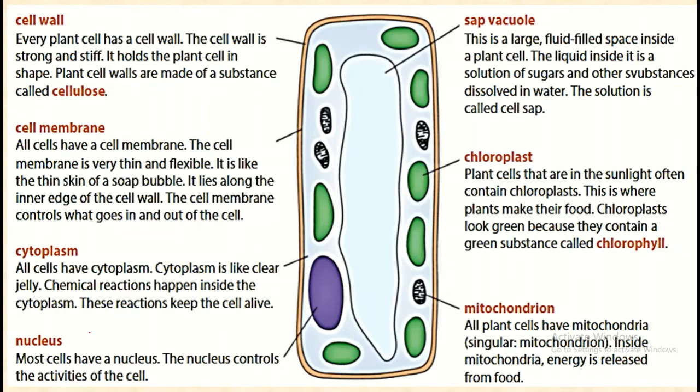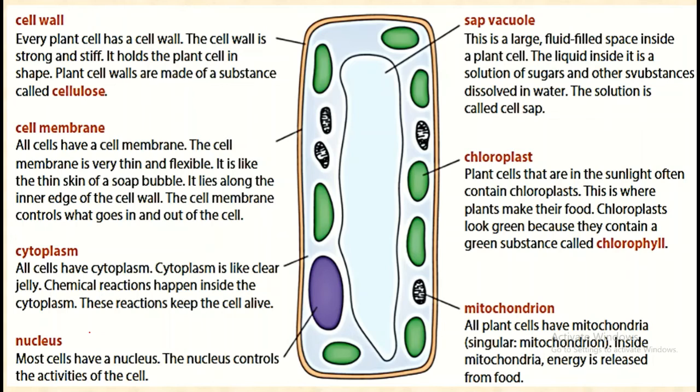Okay, this is a large fluid-filled space inside a plant cell. As I told you before, the fluid may be water, may be waste material, may be those materials which are not needed by the plant. They are put in the vacuoles. They are solutions of sugars, and there are other substances dissolved in water. This solution is called a sap, S-A-P, sap, where different types of sugars and other substances are mixed in water, and they make a solution, and that solution is called a sap.